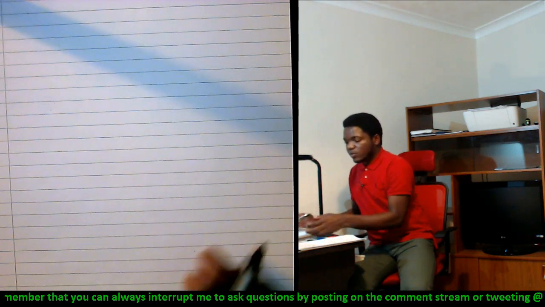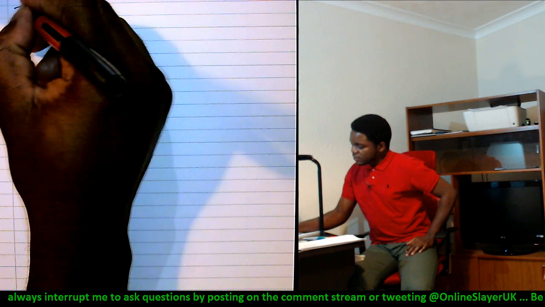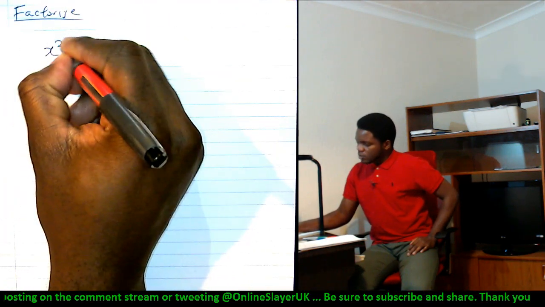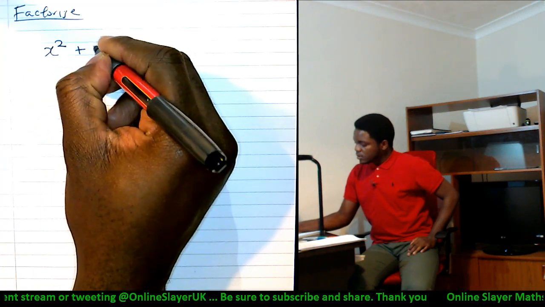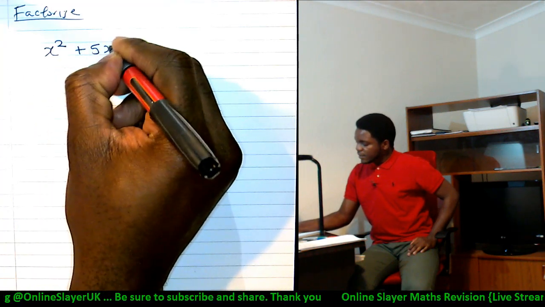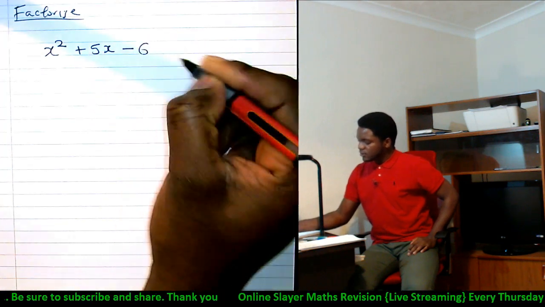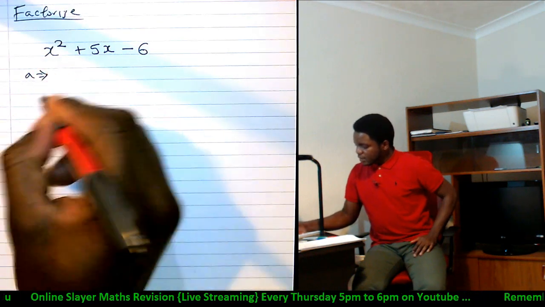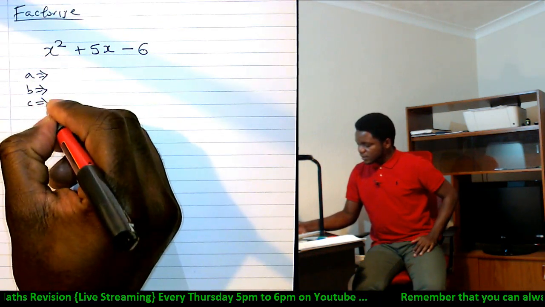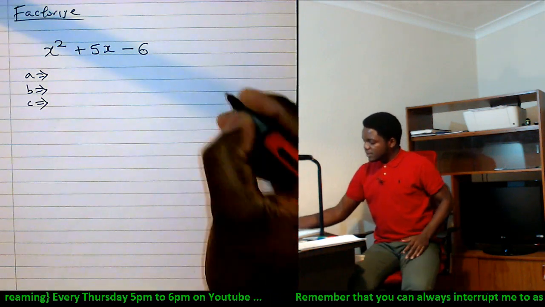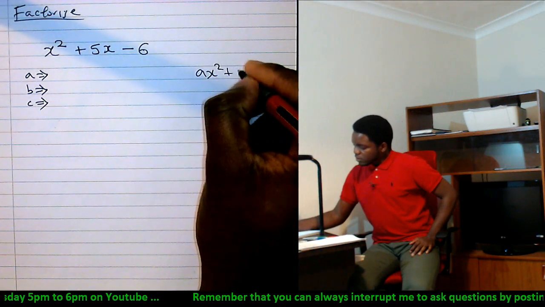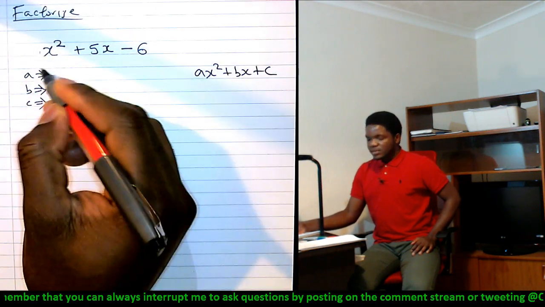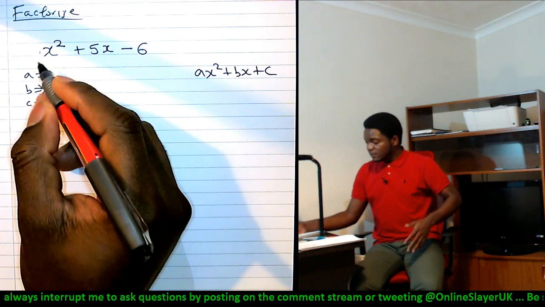Quickly, what if we had, so factorize x squared plus 5x minus 6. Solve this, you're going to ask, what is my A, what is my B, and what is my C? If you look at this in the light of ax squared plus bx plus c, you notice that your A is 1 because there is no other coefficient other than 1 in front of x squared.